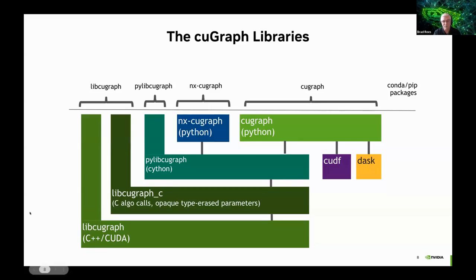cugraph is then built on top of our other stuff. What we're announcing today is really our network integration piece called NX-cugraph. That ties into PyLibcugraph, and it's really code to handle the translation between NetworkX and our code, and that's where NetworkX reaches in. At this point, I'm going to turn it over to Rick and see if there's any questions.